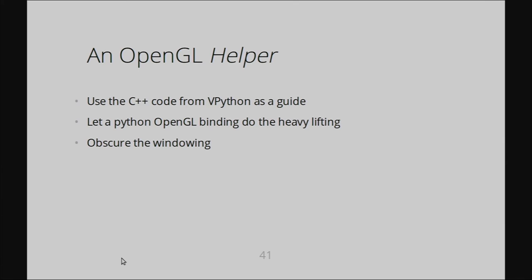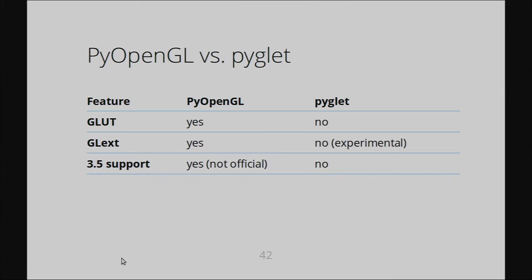All right, so the first thing that I have to do if I'm going to build this thing is decide which OpenGL binding I'm going to use. PyOpenGL has support for a lot more of OpenGL, and it also currently has support for 3.5, while Pyglet appears to be kind of a dead project right now. And so this is where I made the first fatal flaw in creating this library, because I picked Pyglet.